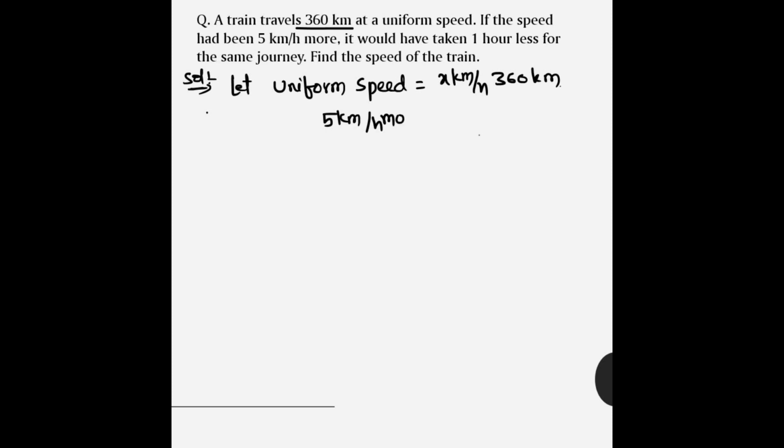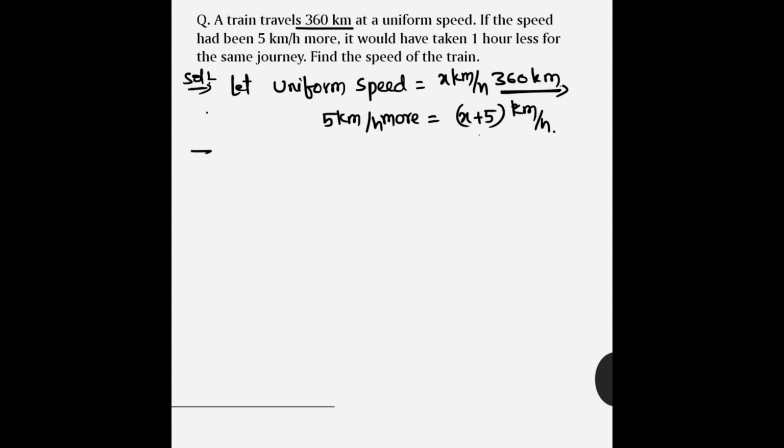Here, the total journey is 360 kilometers. Let the uniform speed be x kilometers per hour, and if the speed is increased by 5 kilometers per hour, it will be x plus 5 kilometers per hour to cover the total distance of 360.